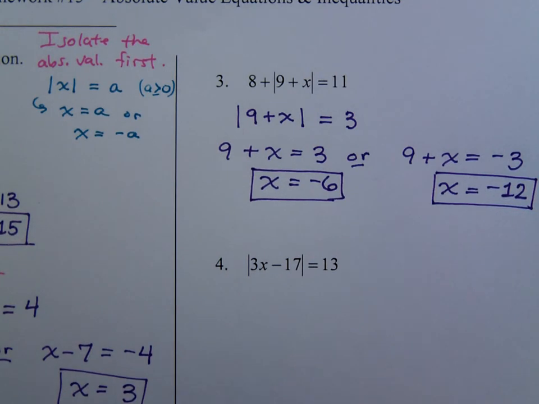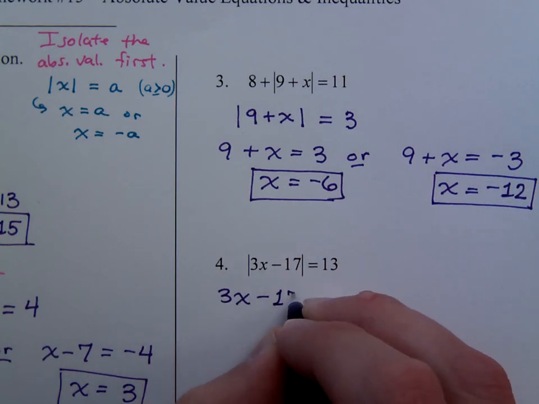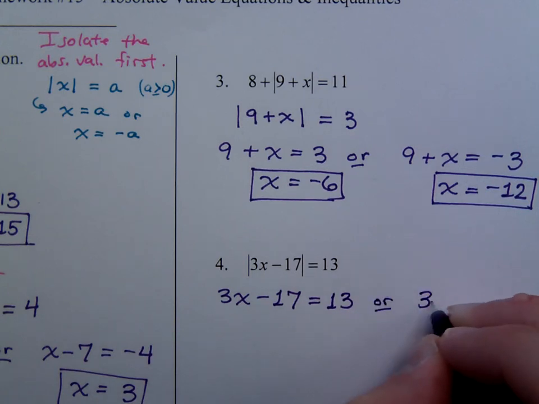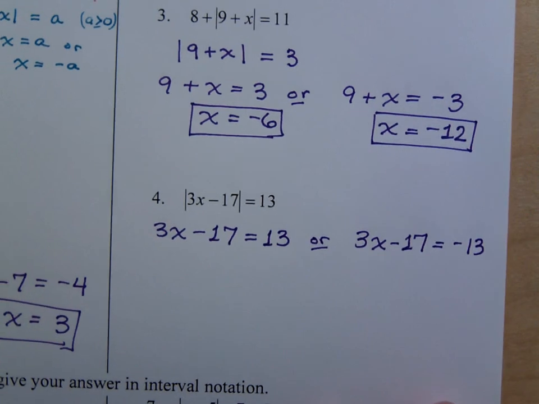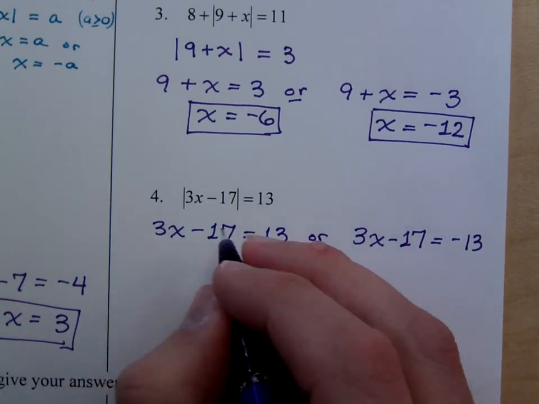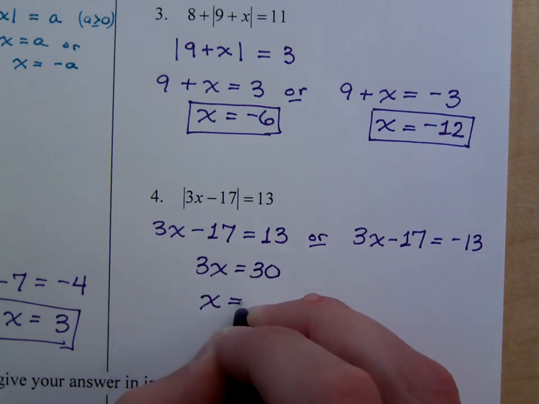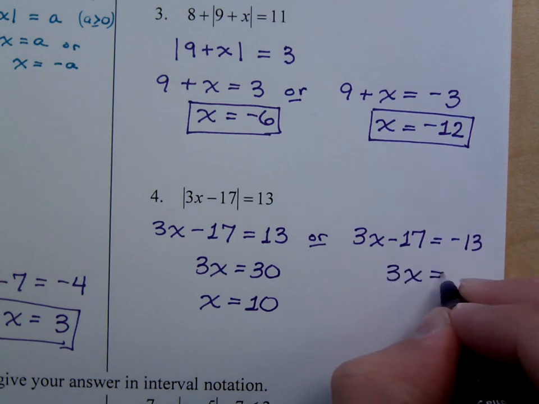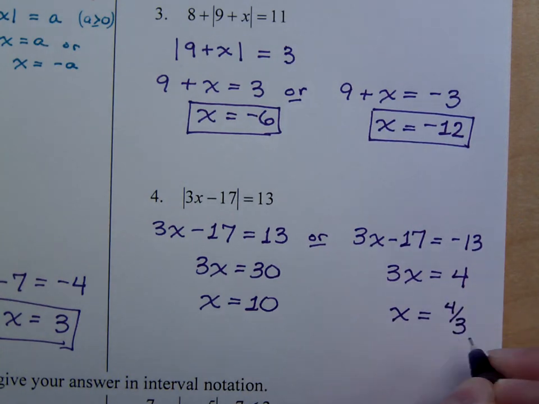Same thing here in number 4. This absolute value is already by itself, so that means that 3x minus 17 equals 13, or it equals the opposite of that, negative 13. So you have two equations that you need to solve. In this first one, add the 17 to the other side, and that gives you 30, which means that x is equal to 10. Over here, when you add the 17 to the other side, you end up with 4, and then x is equal to 4/3.